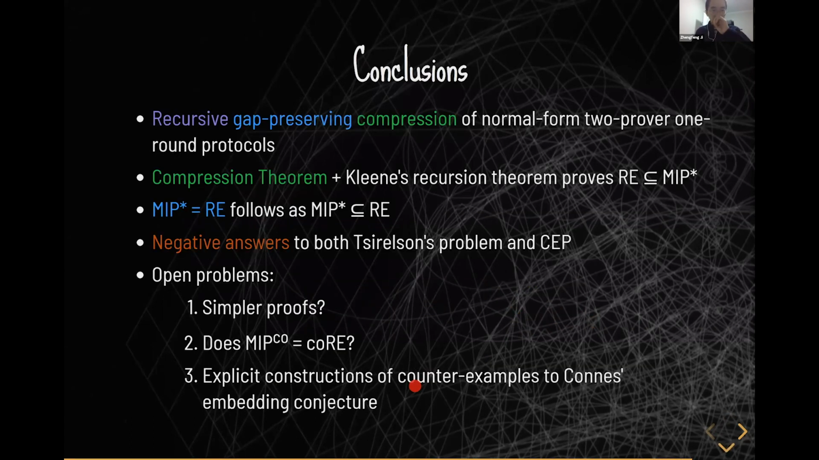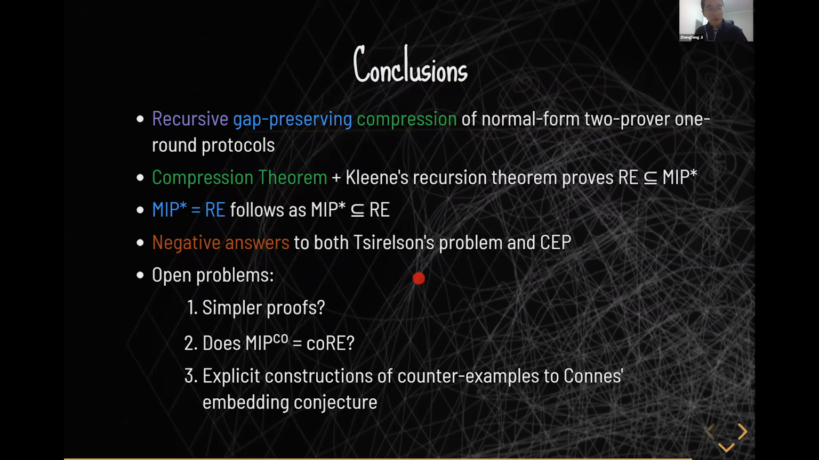So to conclude, what we did is a recursive gap-preserving compression of some normal form two-prover one-round protocols. And once you have the compression, you are able to show that RE is inside MIP*. So you can reduce the halting problem of any Turing machine to a protocol of whether the value is high or low. And then the equality follows from the containment of MIP* in RE, which is trivially known. And so this gives a negative answer to both Tsirelson's problem and Connes' embedding conjecture.